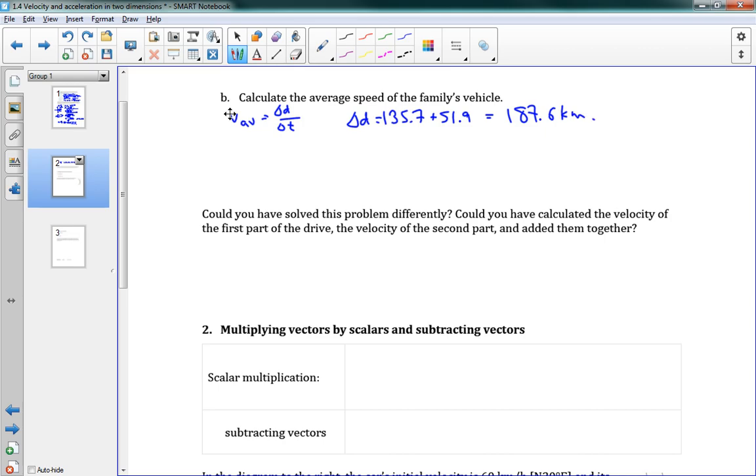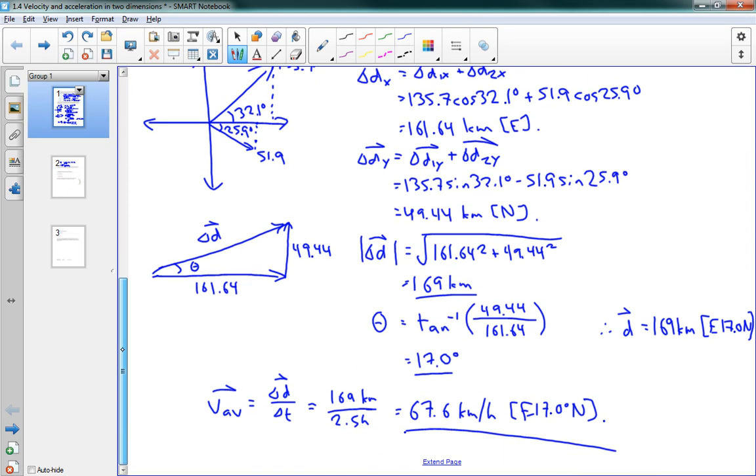Our total time is 2.5 hours. And now we can get our average speed. So V average, we said it's delta d over delta t. 187.6 over 2.5 hours, and this gives us 75.0 kilometers per hour. Okay. And now it's important that you see 75.0, that is a faster speed than just the magnitude of our velocity.